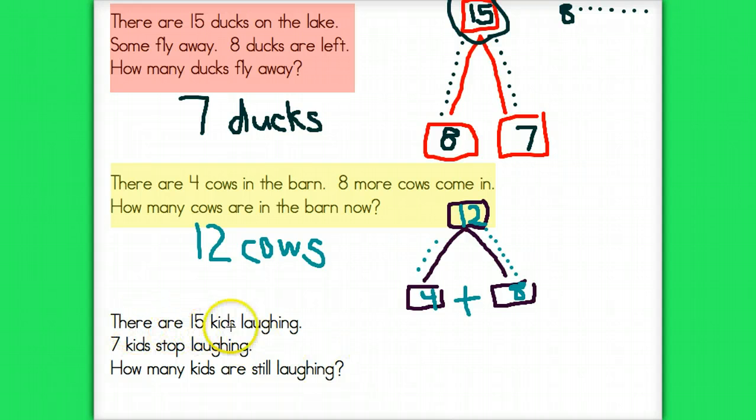Okay, let's take a peek at one more. Down here we have, there are 15 kids laughing. 7 kids stop laughing. How many kids are still laughing? Okay, so here we go. I'm going to draw a mountain again. My boxes.